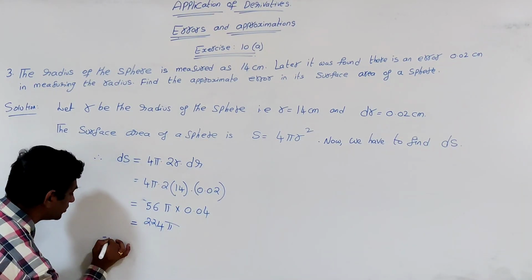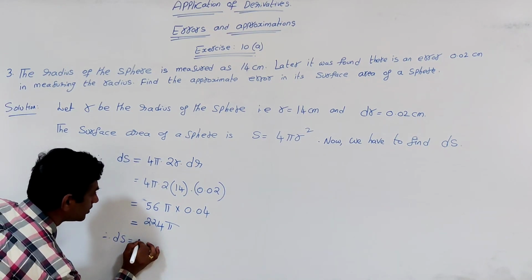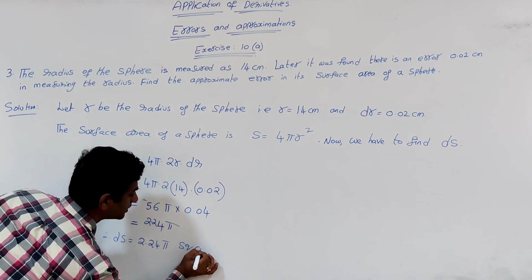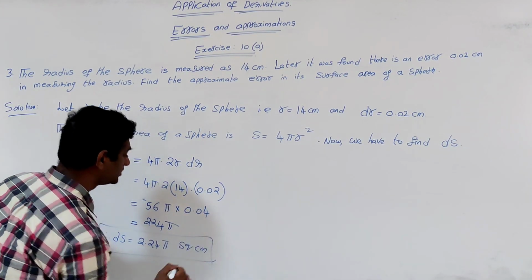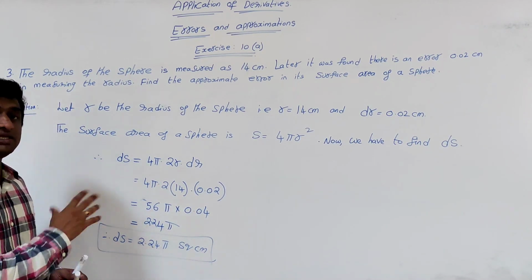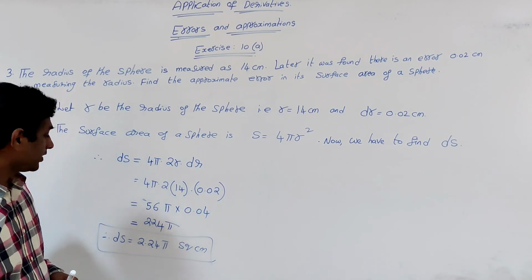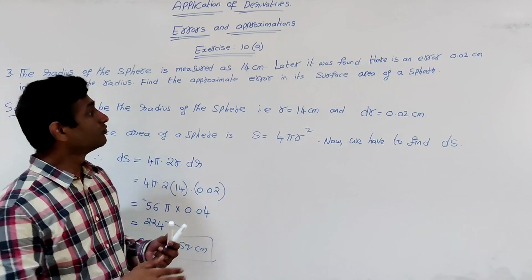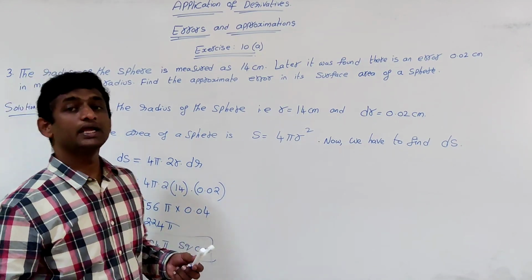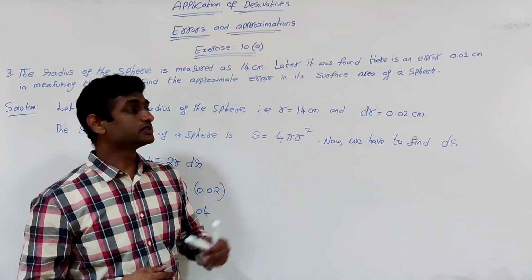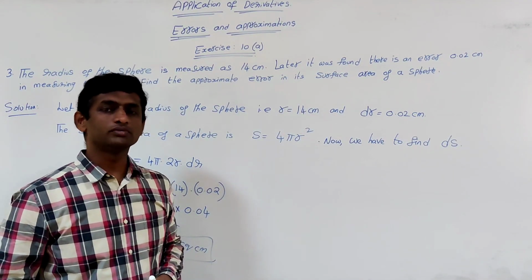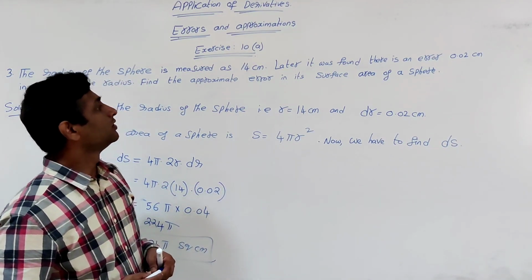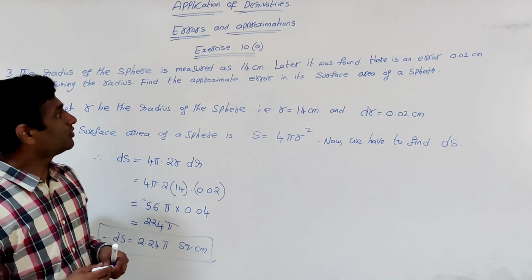So ds is equal to 2.24 pi square centimeters. So if there is a change in the radius, then the surface area will be changed. The change in the surface area is approximately 2.24 pi square centimeters. Sometimes they may ask what will be the approximate error in the volume of a sphere. Instead of surface, they may ask for volume. So if they ask for volume, then the formula for the volume of the sphere is 4 by 3 pi r cube. Now we'll see the next question.